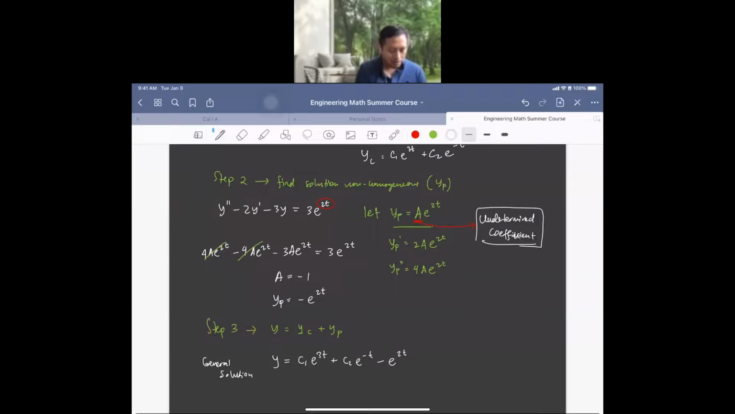And of course, when we have this C1 and C2 as our constants, we can solve them by an initial value problem. So if we have another piece of information, some value for our differential equation, then we can solve C1 and C2 and we can write the final formula.